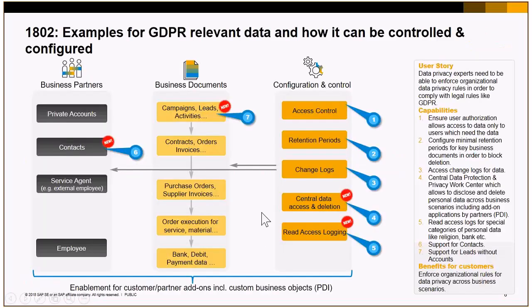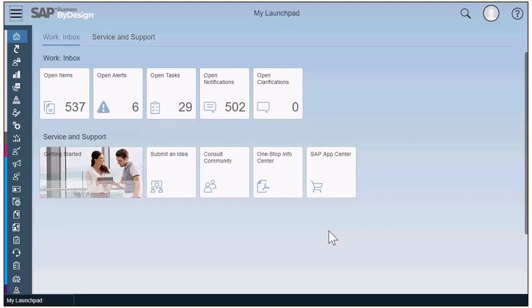So at a glance, you see there is a couple of enhancements and capabilities that we delivered already in our old releases. The new enhancements in a nutshell are basically that we will also support disclosure of contacts, that we will enhance search also for leads without accounts, and we enhanced the central access and deletion to central data, and added a read access logging functionality for sensitive data in the system. Let me show this to you right away in the system.